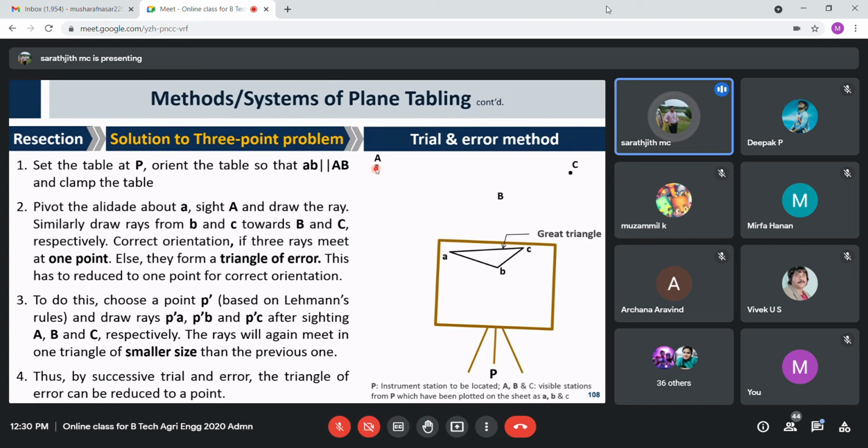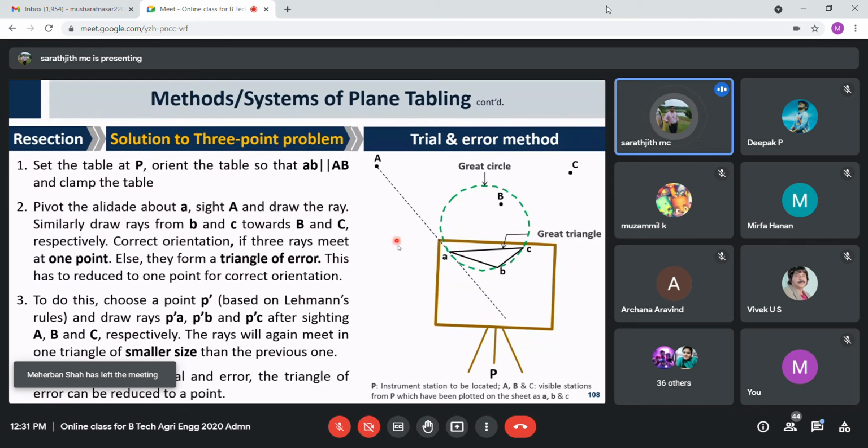Before I forget to tell you, the triangle formed by combining the station locations is the great triangle. If you draw a circle with this triangle inscribed, through the vertices of the triangle, that circle is known as the great circle. So initially, you place your alidade here, then you sight this particular point A. You will be drawing a ray. This solid line represents the ray which you have drawn in this particular direction.